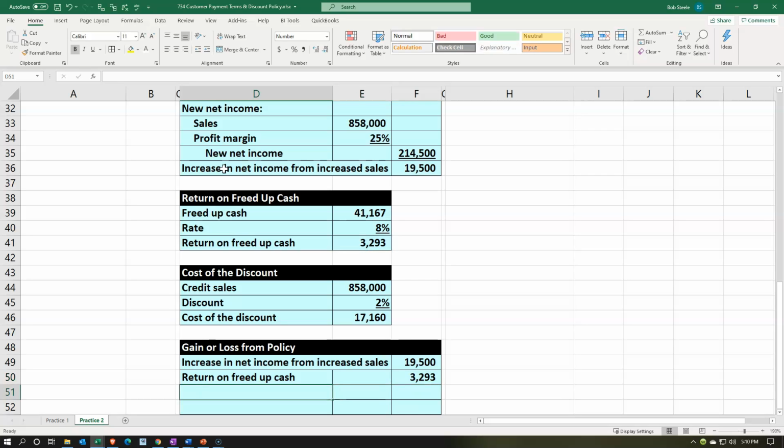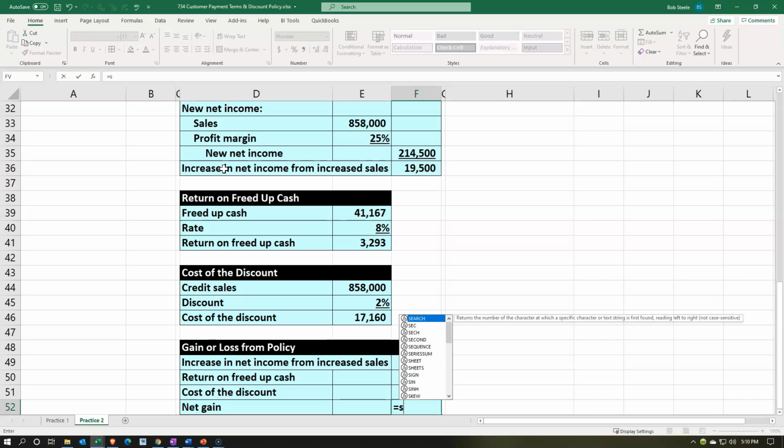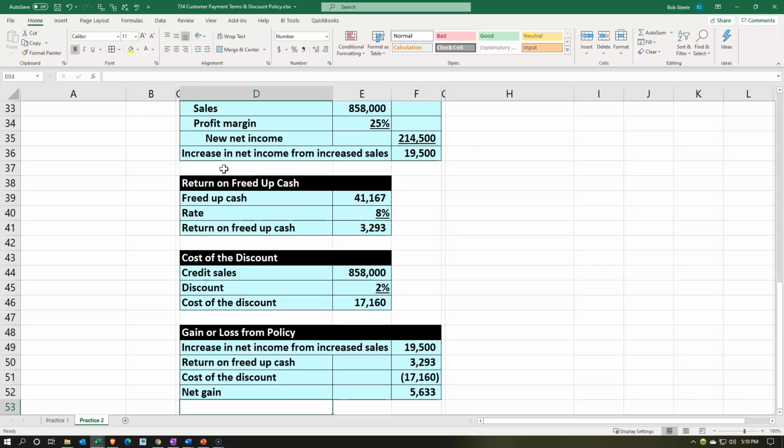3,293. But we're going to lose ultimately in terms of our sales 2% of the sales because everybody's going to pay us early to get the discount. And that's going to be a negative. I'm going to say negative of this 17,160. So then we have a net, it looks like gain. Net gain of the policy equals the sum of these three items. And we got a net gain. I'm going to underline this. Home tab, font group, and underline.